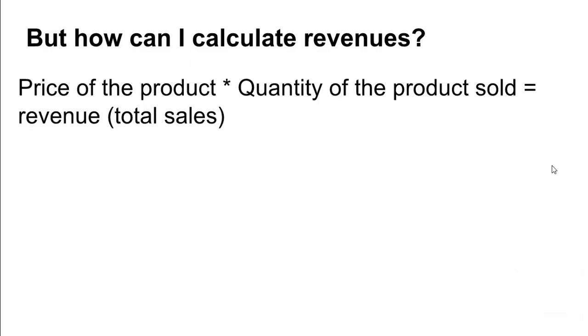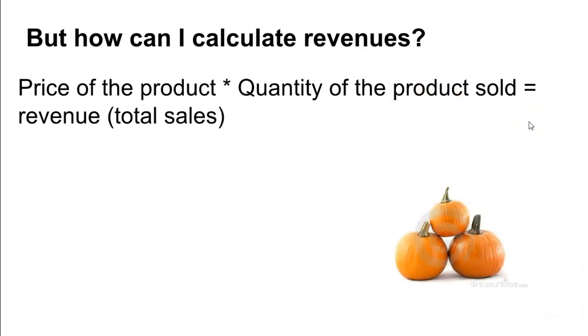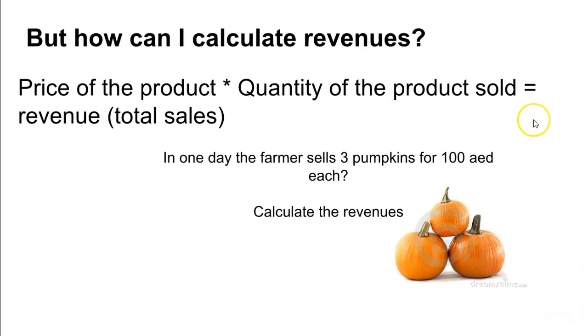In order to maximize my profits, I need to understand revenue. Remember, my profits are going to come from the efficiency of using my enterprises. Calculating revenues, as we've looked at before, we take the market price of the product and then the quantity of how many products I'm going to sell, and that gives me the total sales, or total revenue. So here I have 3 pumpkins. If the farmer sells 3 pumpkins in one day for 100 dirham each, how much would my revenues be?